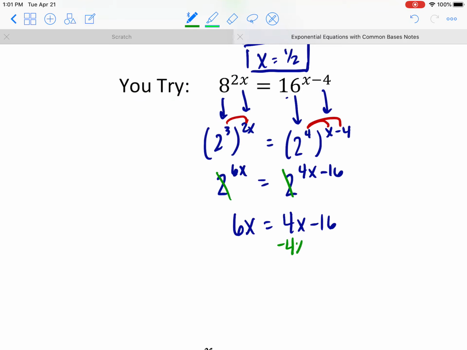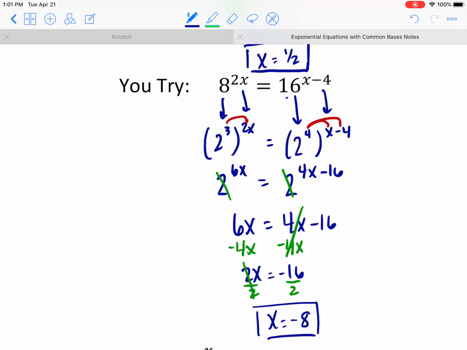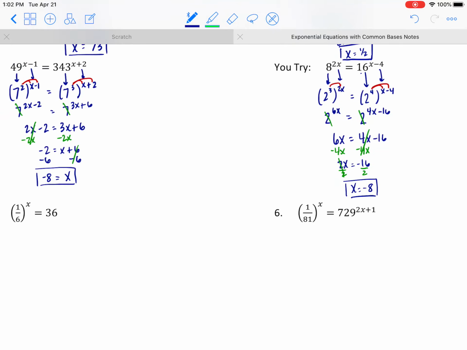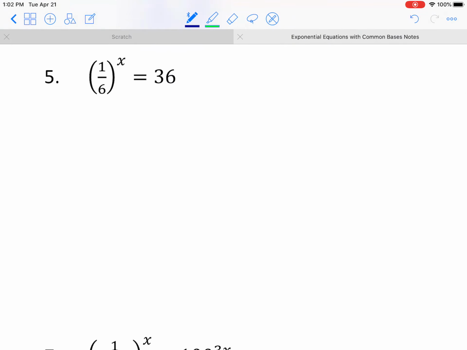Now we can cancel out those common bases. So we have 6x equal to 4x minus 16. I want to get the x's together, so I'm going to subtract these over. Now I'm left with 2x equal to negative 16. And now if I divide, I get, coincidentally, the same answer I got on the last one. So x is equal to negative 8 once again. All right, hopefully you're feeling pretty good about this so far.